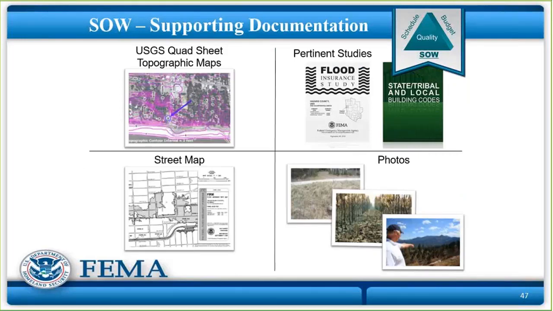Supporting documentation. Quad sheet, USGS quad sheet, street maps, floodplain maps, aerial photo maps, photos of the site, photos of the building. Really important if you're doing any structures is we need photos, if you're doing an elevation or an acquisition or a seismic retrofit, of all four sides of the building so that we can appropriately coordinate with the Tribal Historic Preservation Office, or if the tribe doesn't have one, with the State Historic Preservation Office for buildings.